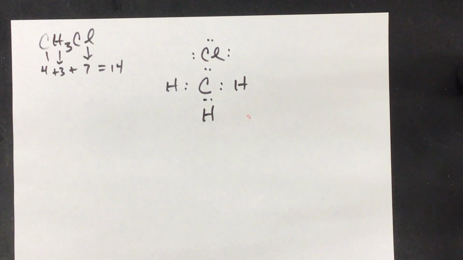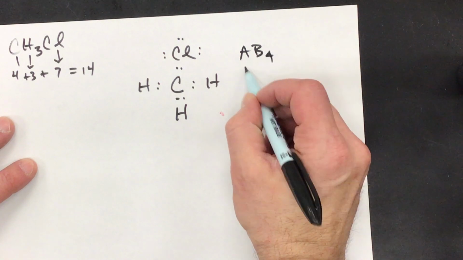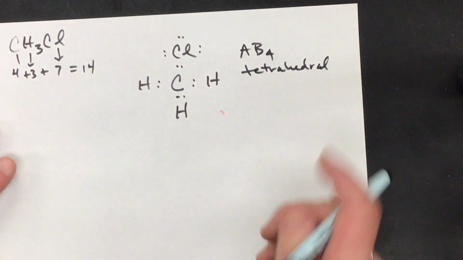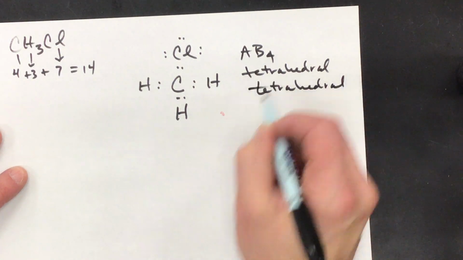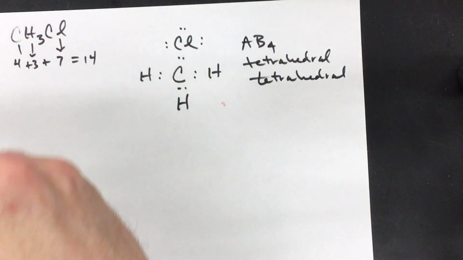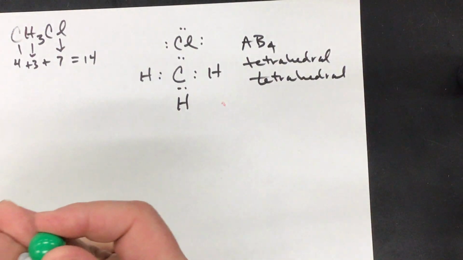That's 14 electrons. If you put it into ABE notation, AB4, which is tetrahedral, tetrahedral. I know that's getting old. But it's tetrahedral, tetrahedral. Okay? 4-sided pyramid. However, this time we've changed the atoms. Does it make a difference? You bet it does. So here it is.